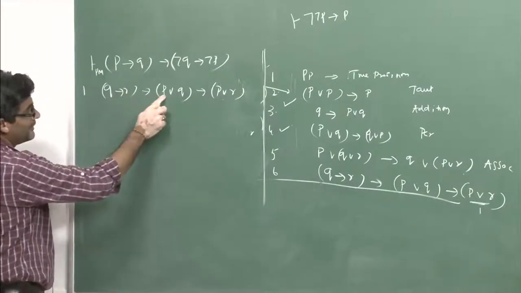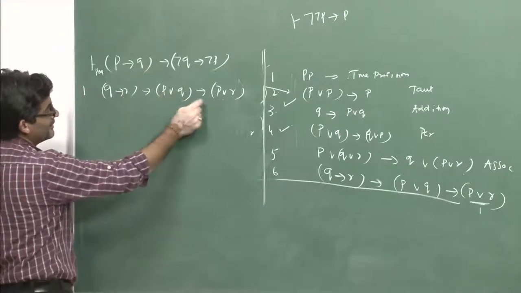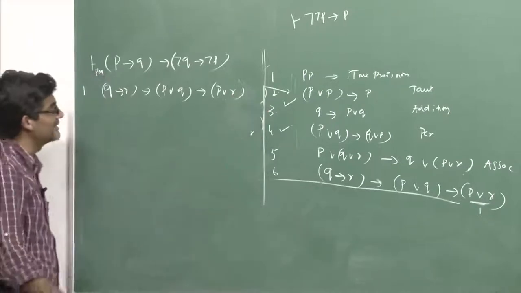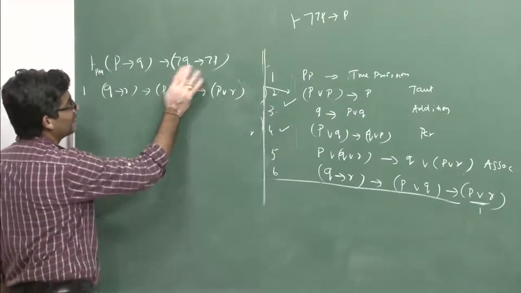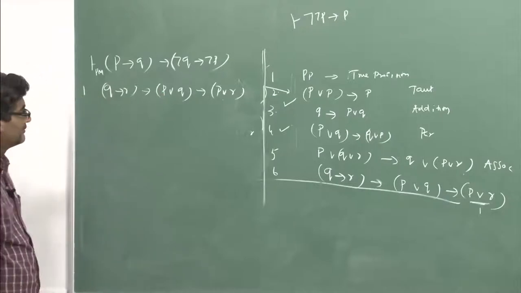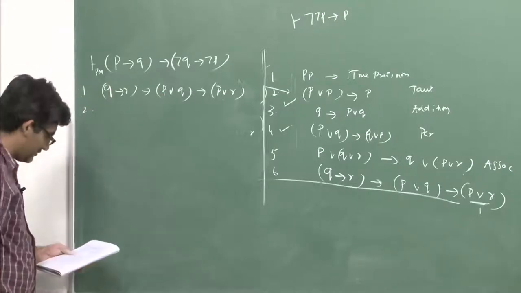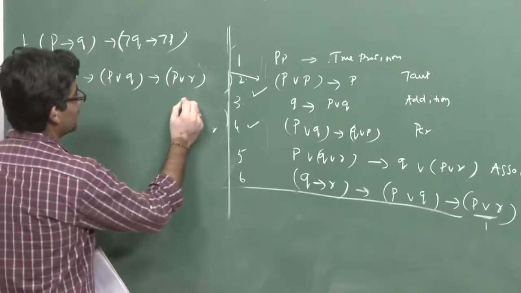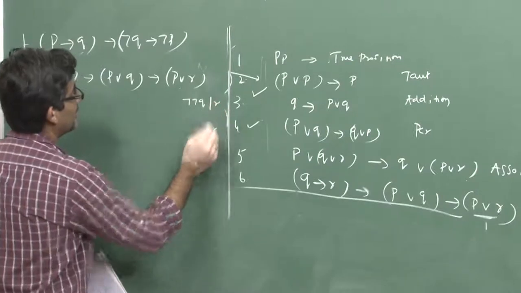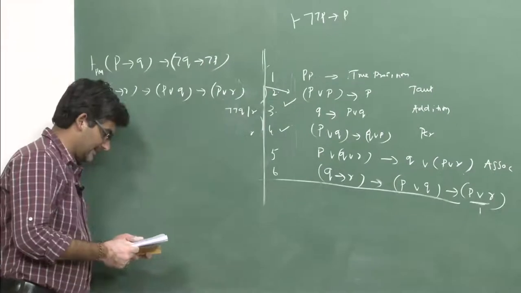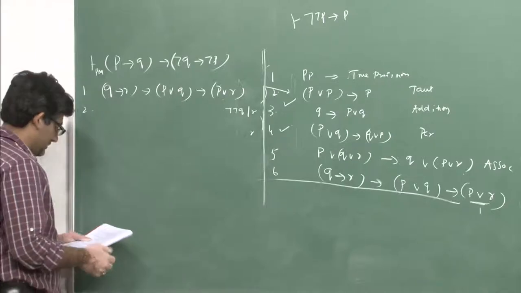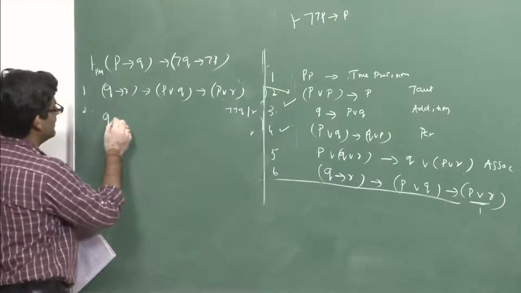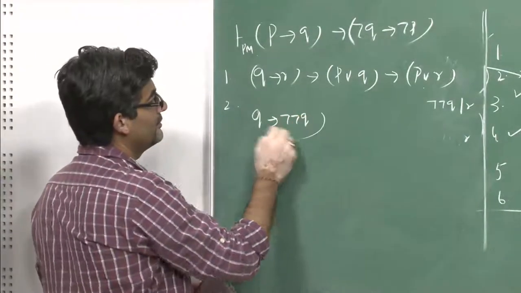Somehow you need to generate the target formula from this. Suppose you substitute not P for P, you will get P implies Q, and if you substitute something else for R, you might get something closer to this formula, if not the same. So the substitutions one can make are like this. You substitute not not q for r.